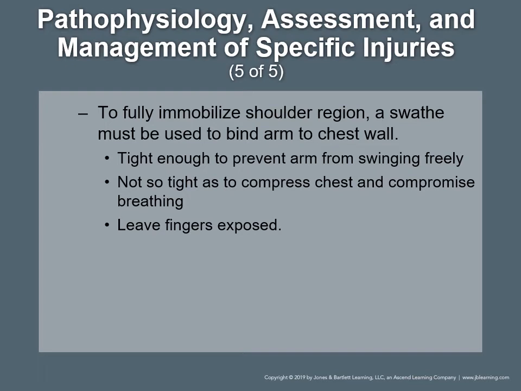spine. To fully immobilize the shoulder region, a swathe must be used to bind the arm to the chest wall, tight enough to prevent the arm from swinging freely, but not so tight as to compress the chest and compromise breathing. Leave fingers exposed so you can assess neurovascular function. Commercially available shoulder immobilizers or slings will provide adequate splinting for injuries of the shoulder region.